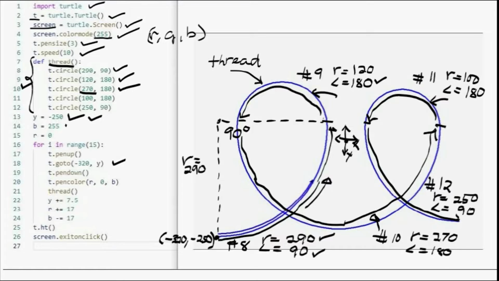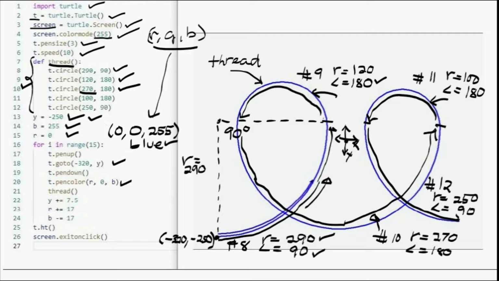And then let's go to line number 14. The value of the b in the RGB here is 255. And the value of the r in the RGB is 0. So what we have here is 0 for the red. Incidentally, the green is specified in line number 20. It is 0 for the green and then 255 for the blue. This color is blue. As you can see, the first thread here that was drawn is blue.